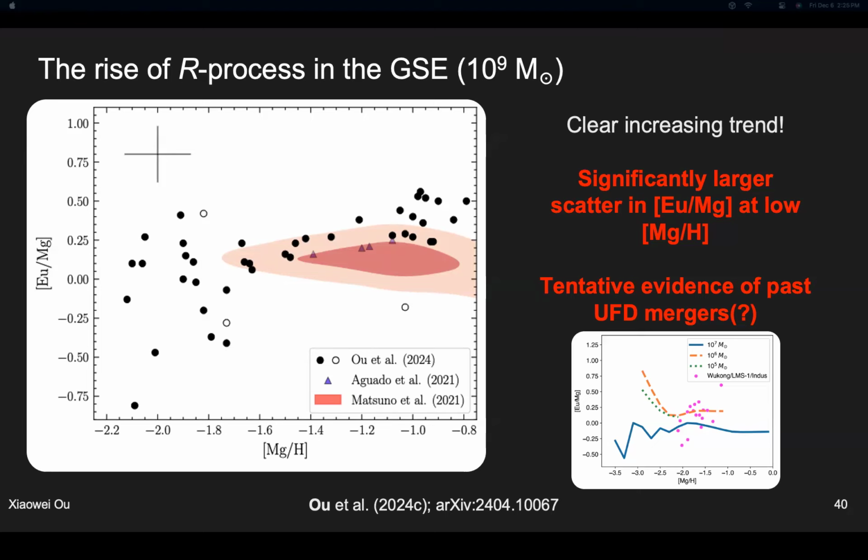And now it's a little bit clearer that if we consider only this power versus this power, there is definitely an increase from low metallicity to high metallicity. But more interesting is that there is much larger scatter at this lower metallicity range.